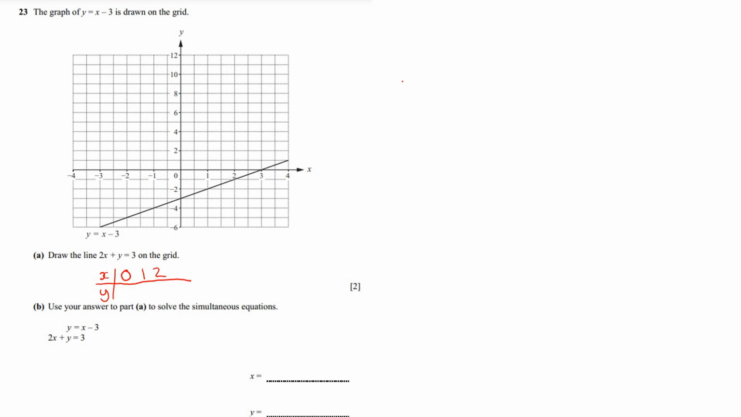So we'd have 2 times 0 plus y equals 3. Well, 2 times 0 is 0. So you just have y equals 3, because this would be 0, so you wouldn't need to write it. So when x is 0, y is 3. Okay, fine. All right. Next, if x is, say, 1, we've got 2 times 1 plus y equals 3. Well, 2 times 1 is 2 plus y equals 3, so it's quite obvious that y would have to be 1, because 2 plus 1 makes 3.